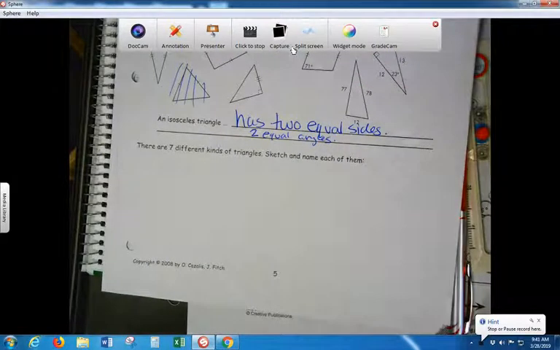You don't need to know that in junior high, but you do need to know that in high school. An isosceles triangle has two equal sides, and just between us, it also has two equal angles. But you'll discover that in high school.